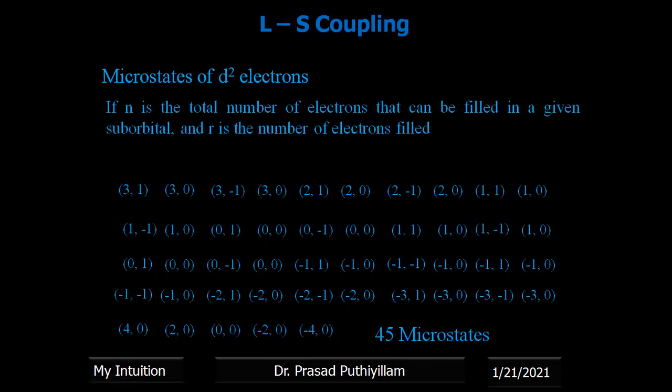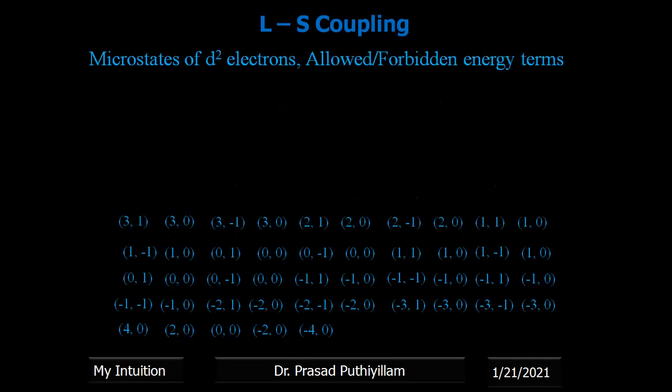So these microstates, this is how I wrote the LS values, to compare the forbidden energy levels. The microstates can be calculated easily. If n is the total number of electrons that can be filled in a given suborbital, in case of d orbital, a total of 10 electrons can be filled, therefore n will become 10. And r is the number of electrons actually filled. Here r was 2 because 2 electrons are there. Then the number of microstates is n factorial divided by r factorial into n minus r factorial, and we get the value 45. Therefore here I wrote this scheme to check whether all these terms are possible or not, whether they are allowed or forbidden energy terms.